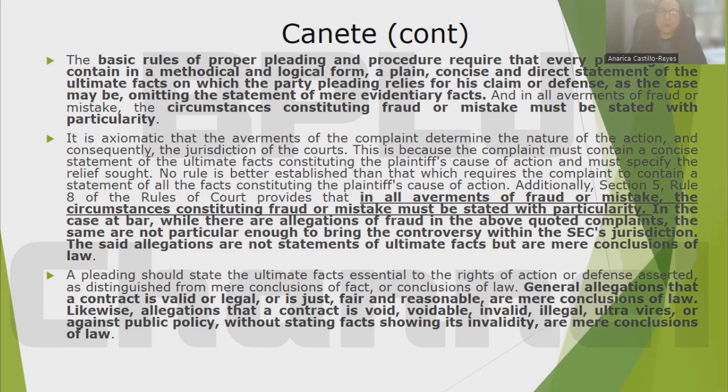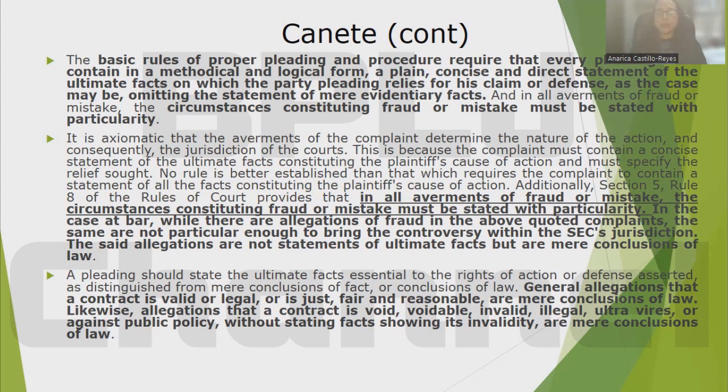So the basic rules of proper pleading require that every pleading must contain in a methodical and logical form a plain, concise, and direct statement of the ultimate facts. However, in all averments of fraud or mistake, the circumstances constituting fraud must be stated with particularity. In this case, while there are allegations of fraud, the same are not particular enough to bring the controversy within the court's jurisdiction. The said allegations are not statements of ultimate facts but are mere conclusions of law.